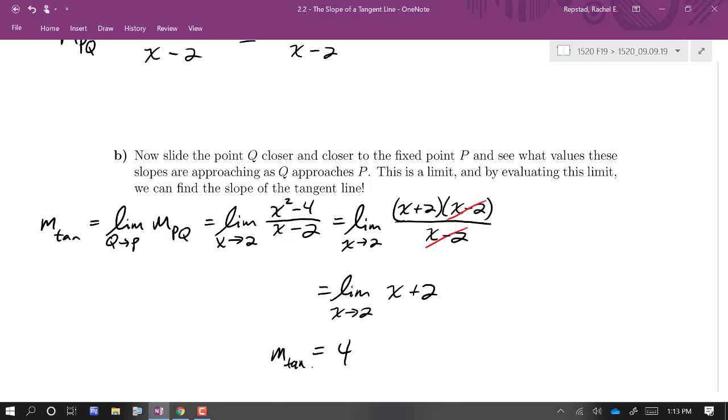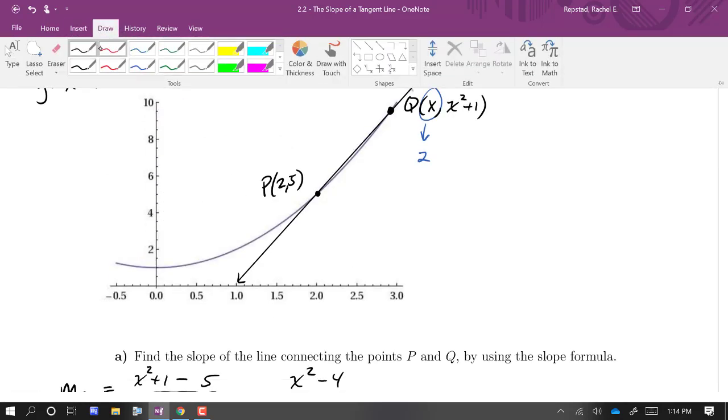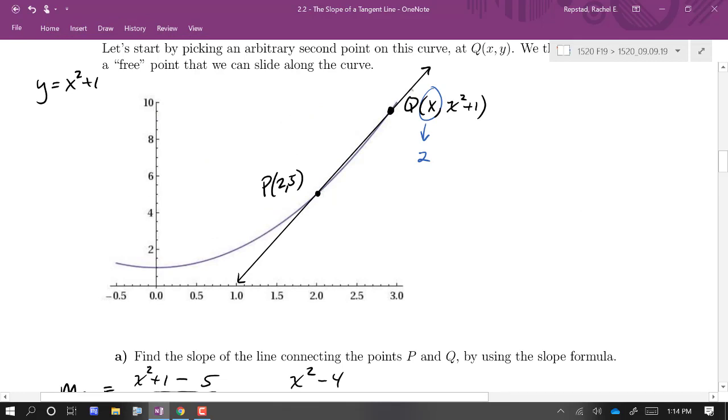So that's saying that that secant line, the slope of that is 4? No, it's saying that the slope of the tangent line is 4. We just use the point in order to find that? Yeah, that's the slope of this line.